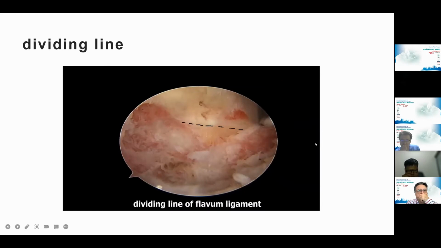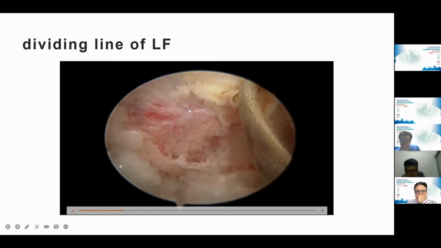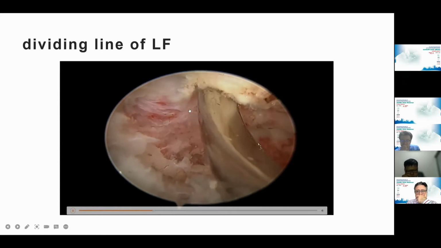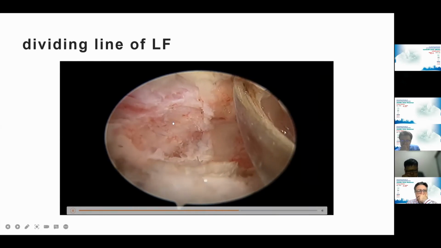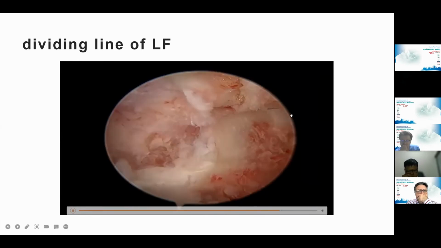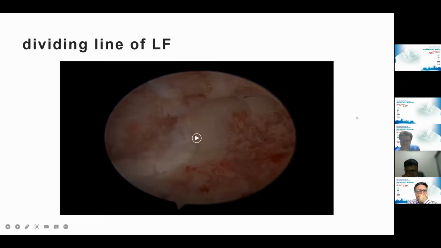The anatomy of the flavum ligament is very important for the decompression. You can see the lateral margin of the flavum ligament, and there is a membrane. I think if you want to get a good result, you must remove this membrane. This is not the dura, but it covers the nerve root. So if you want to get enough decompression, you must remove this membrane.